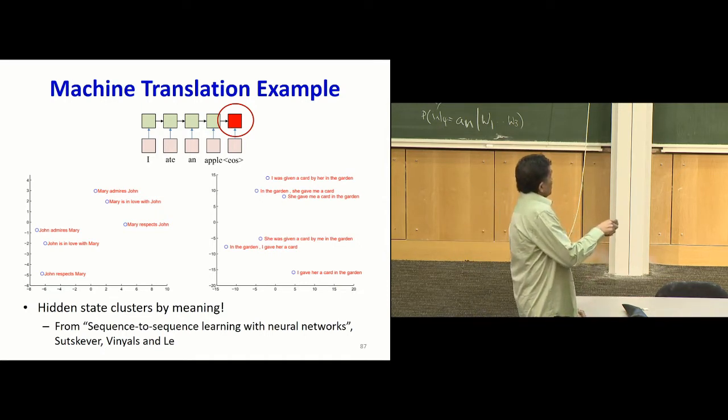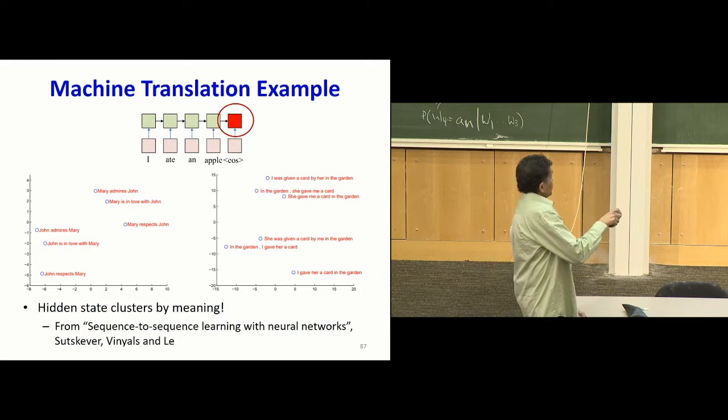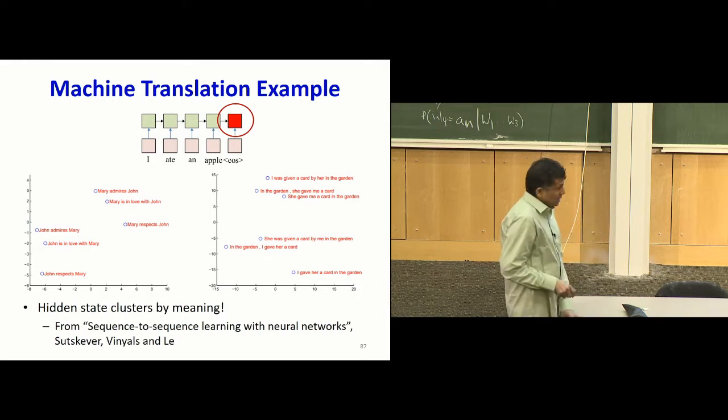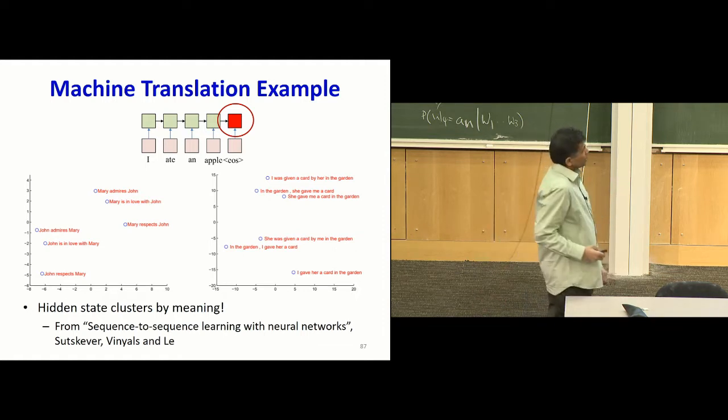Mary expressing some kind of positive sentiment towards John, all cluster on this end. John expressing positive sentiment towards Mary, cluster up on this end. And the vector relationships too seem to carry from one group to the other.